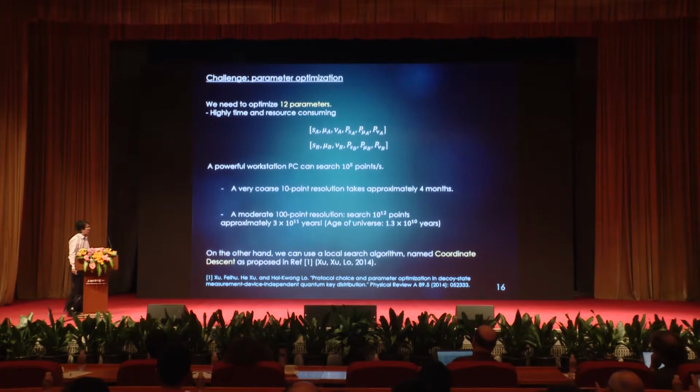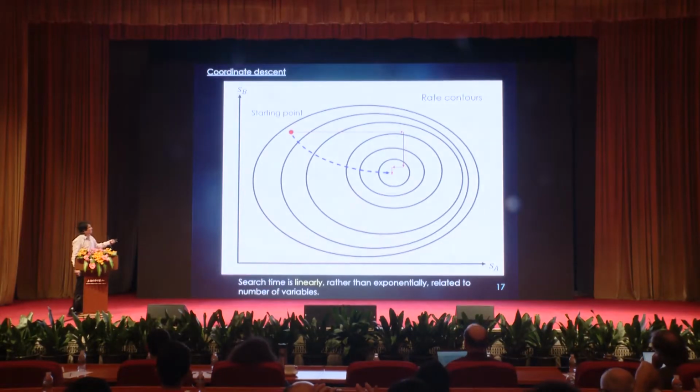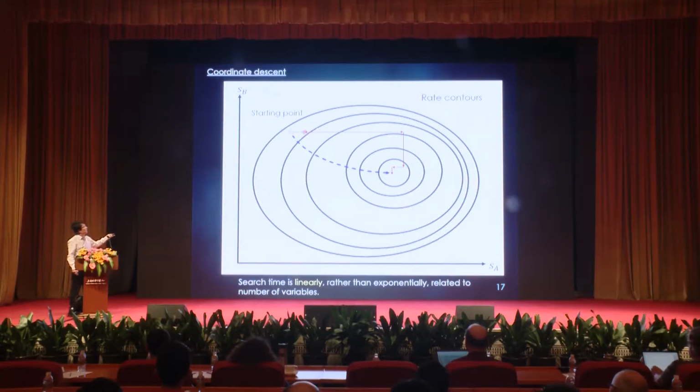And we have to use a local search algorithm called coordinate descent, which was used by our group in a previous work in 2014. Now, the coordinate descent works like this. So instead of searching the entire picture, let's have an example of just s_A and s_B, two variables. So instead of searching the whole picture, you iterate along one coordinate at a time and fix the s_B here. Only search s_A. Once you find the best point, you can search along s_B and fix s_A instead.